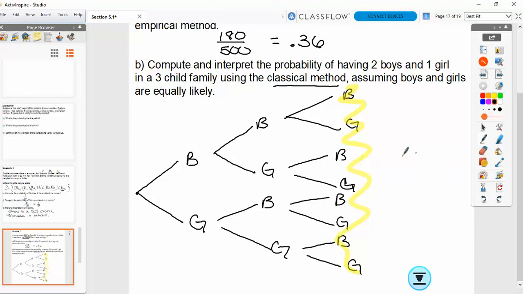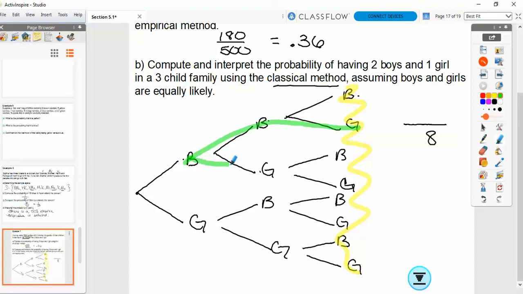This final column is essentially how many possibilities we have. As you can see, to get to here, it required boy, boy, boy. To get this one, you had to have boy, boy, girl. Boy, girl, boy. Do you guys see how we're getting this? So how many outcomes are there? 8 total outcomes.